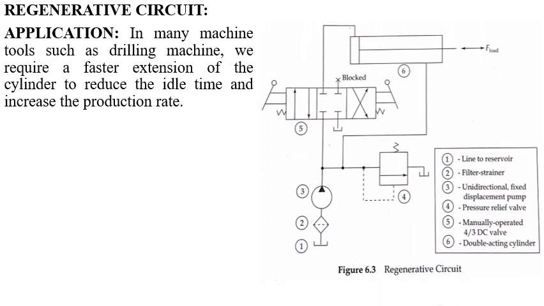Look at the diagram. Here part 1 is the reservoir, part 2 is the filter, part 3 is the pump, part 4 is the pressure relief valve, part 5 is the direction control valve. This is a 4 by 3 direction control valve.